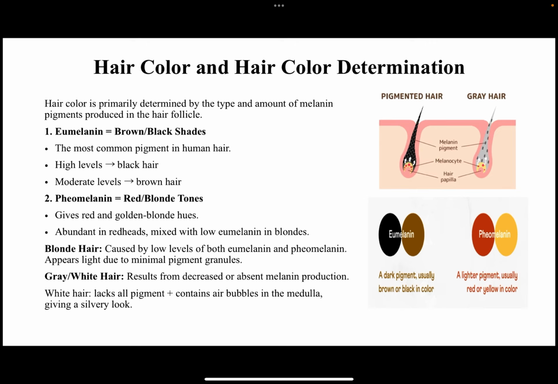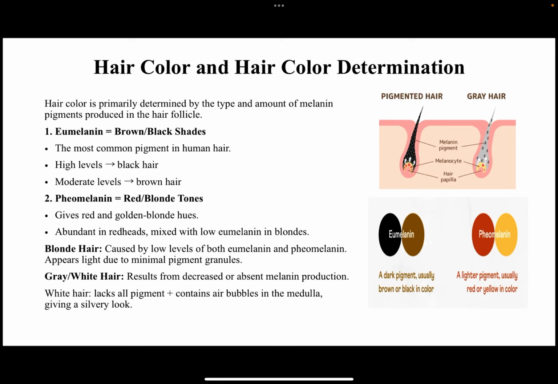Is that okay? And that is the most common pigment in the human hair follicle. So if you have high levels of eumelanin, your hair color would be black. And if you have moderate levels, your hair color will be brown. So you meet some people and their hair color is brown. It tells you that the melanin pigment within their hair follicle is eumelanin, but the levels are moderate.